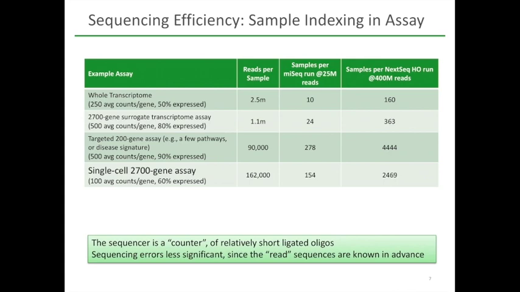It's important to point out that the sequencer in this case is really just counting the barcodes that are output from the TempO-Seq assay. And so sequencing errors become insignificant because, as I said, we know the input sequence that is going in, and so sequencing errors can be unambiguously identified rather than being a source of statistical noise.